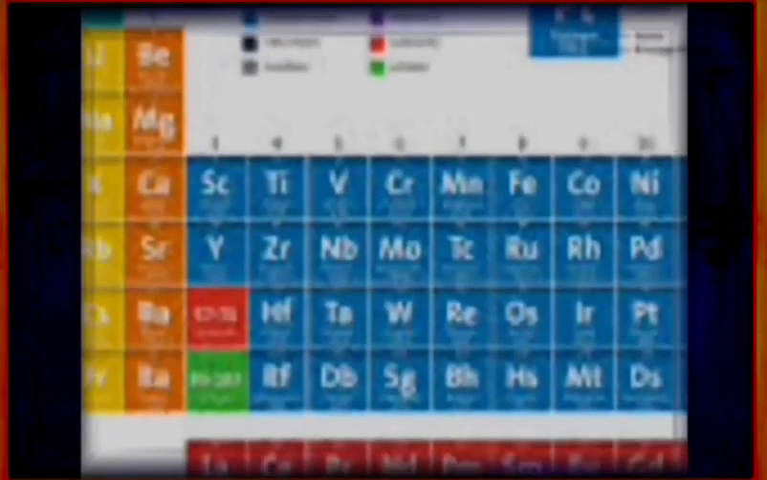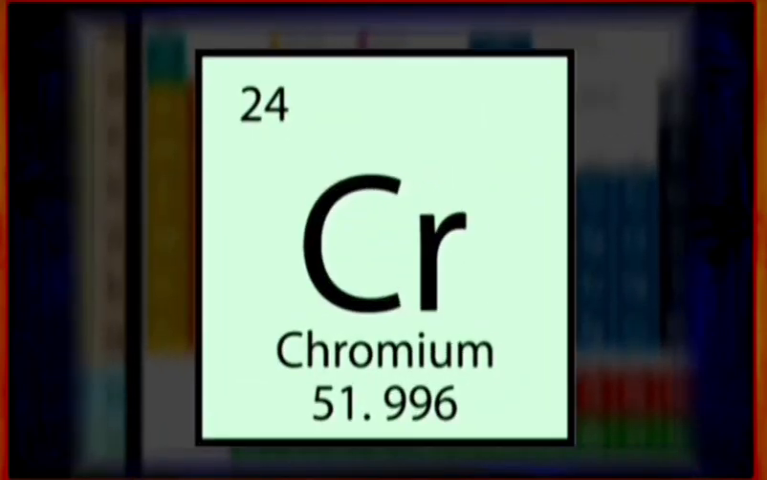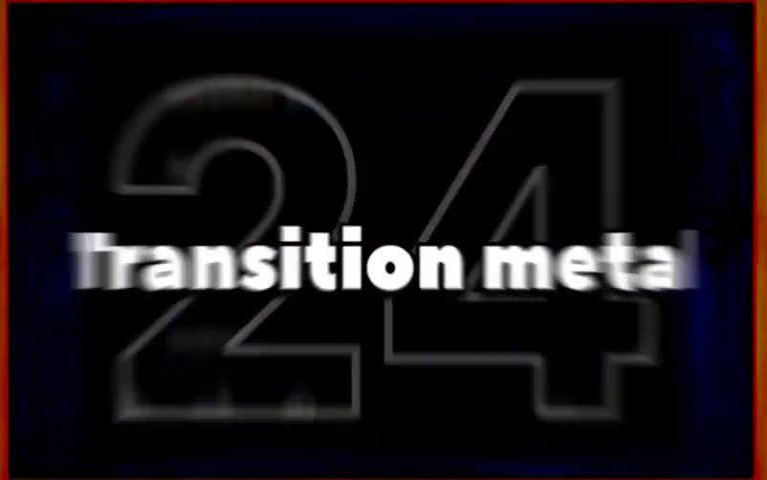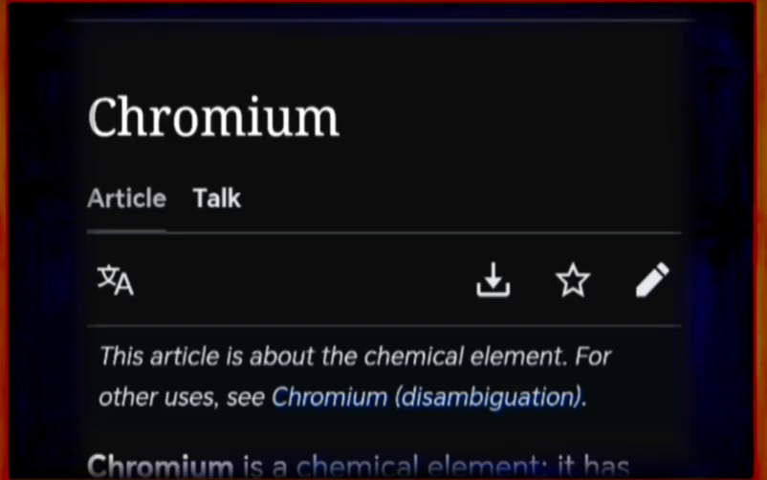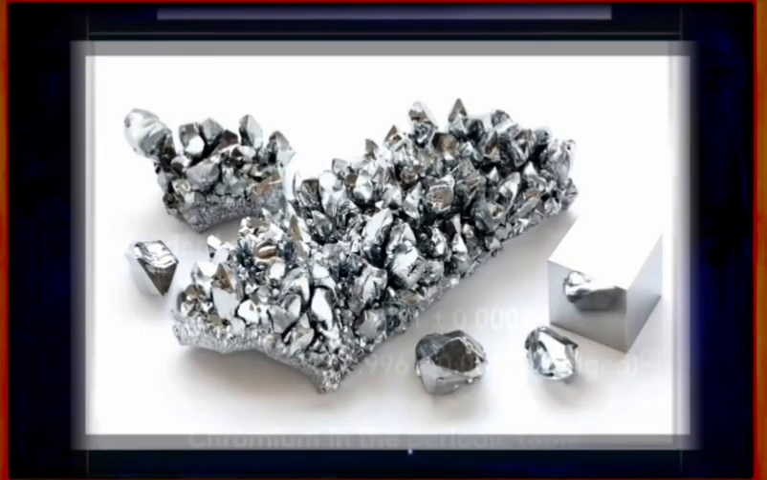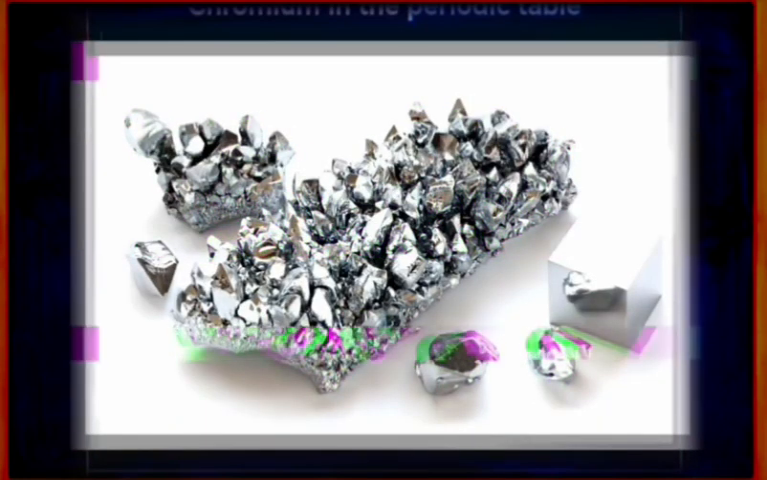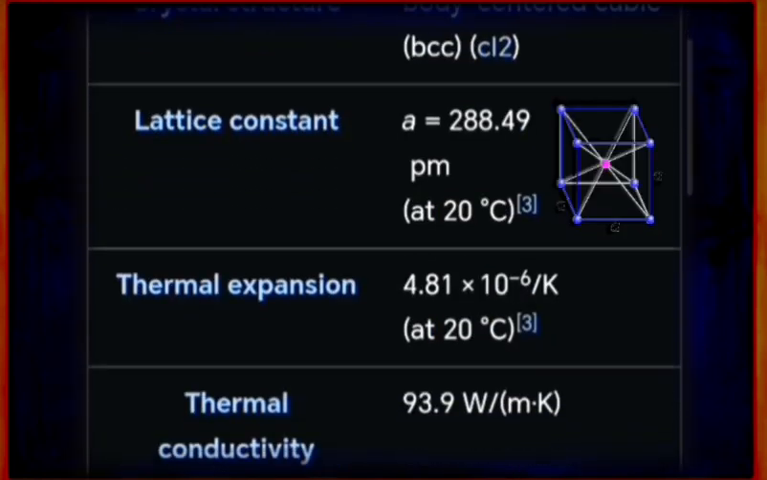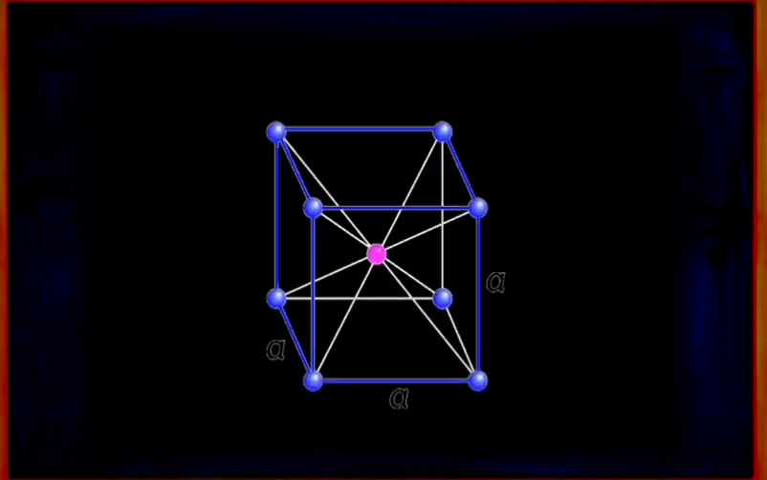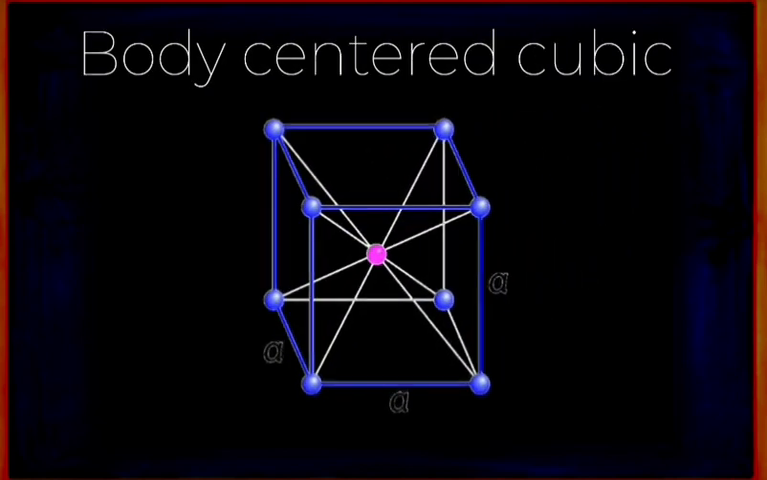So what have we got here? Chromium, nice. Atomic number 24, 6 D block, transition metal. Not chromium the browser, chromium the metal. Oxidation states. Body-centered cubic, just like vanadium.